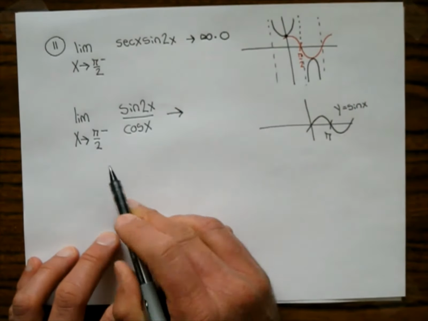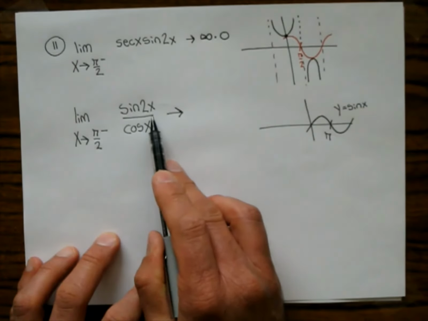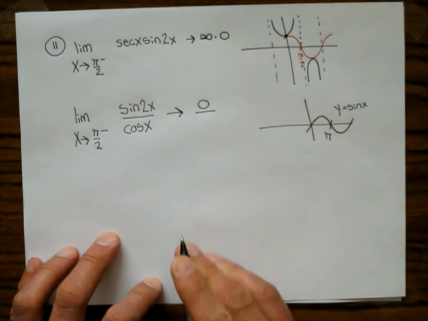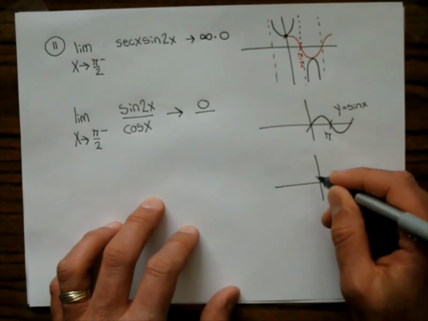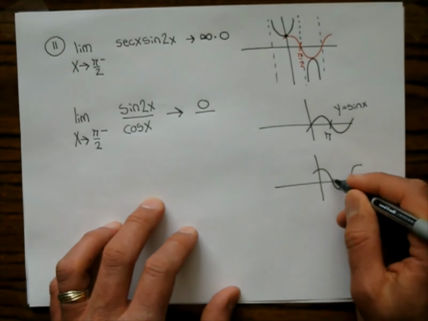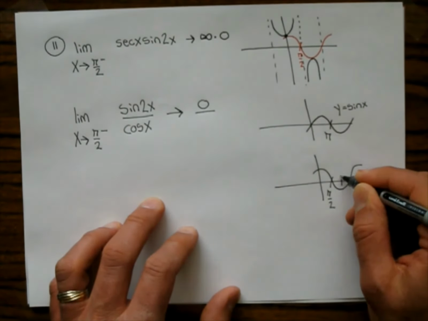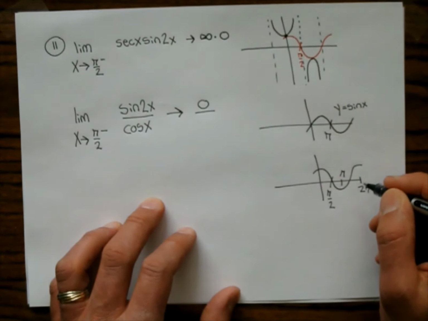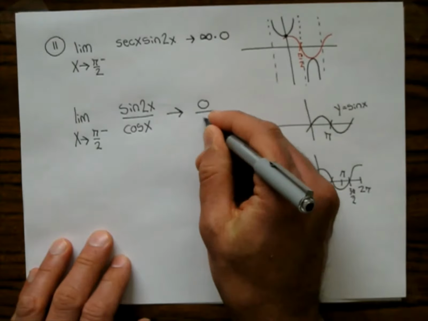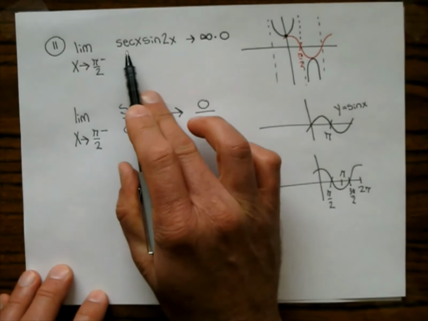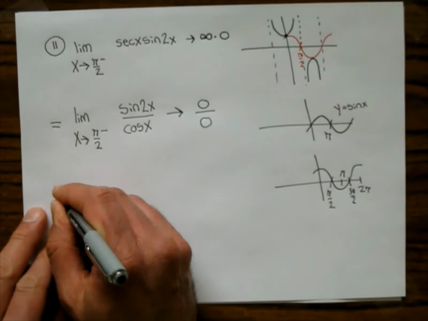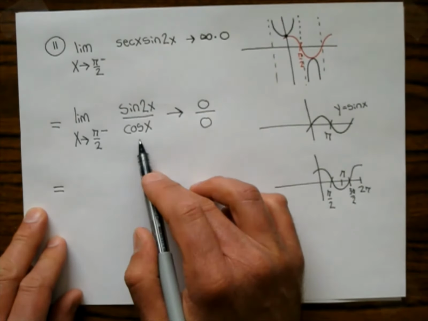Let's see where this goes to. Well, we know that sine of 2 times pi over 2, that's going to be the sine of pi, is 0. And we'll draw another graph here. This right here is pi halves, this right here is pi, and this right here is 3 pi over 2. We know that the cosine of pi halves is 0, so look what we have here. We now just manipulated this with the trig identity and got 0 over 0. So that was not L'Hopital, that was just doing some trig.